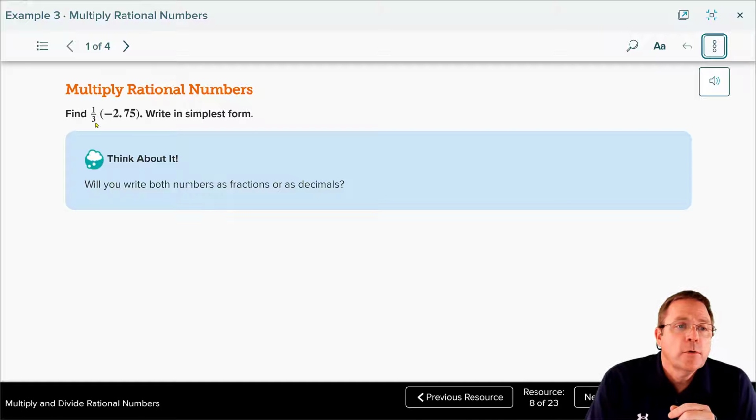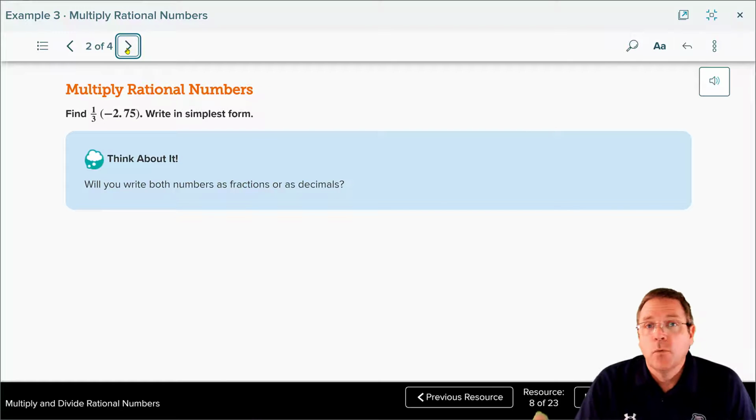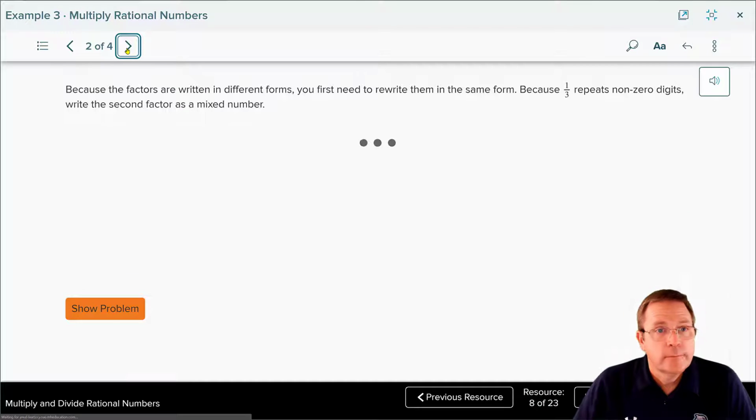Can 1/3 be written as a terminating decimal? It cannot. Remember, for it to be a terminating decimal, the factors of your denominator have to be either a 2 or a 5, or a combination of them. That's it. So because this one cannot be written as a terminating decimal, we're going to have to work it as a fraction. We don't have a choice in that.